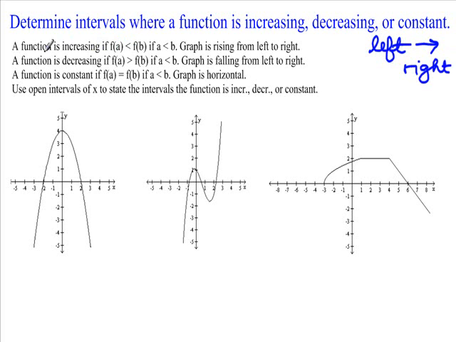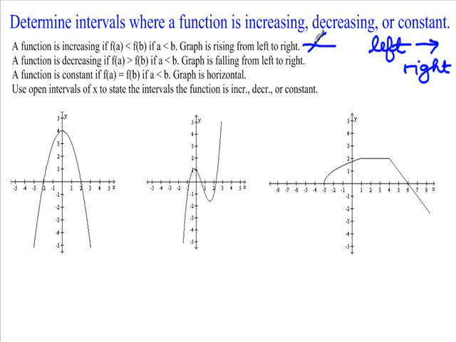So we first define a function to be increasing if f of a is less than f of b if a is less than b. So think about what that means. We're talking about two particular values of x for a and b. If a is less than b, then the y value that corresponds to the a value of x is less than the y value that corresponds to an input of b. So that means as we travel along a graph from left to right, the graph would have to be rising for that to happen.